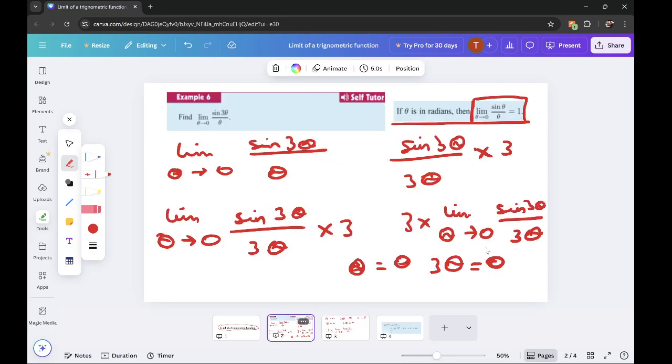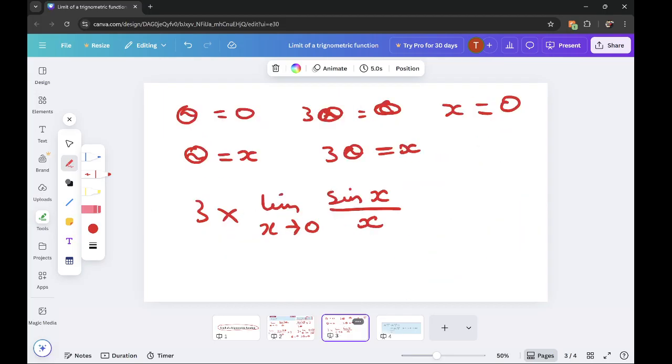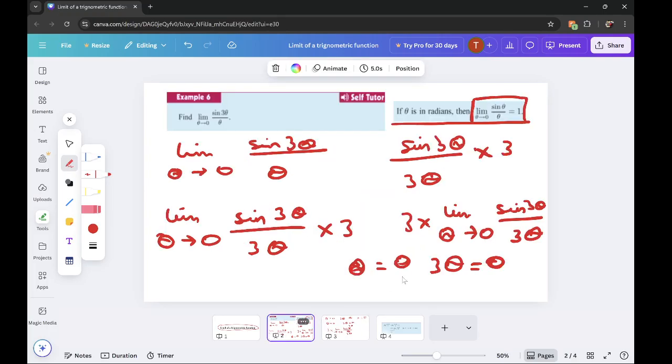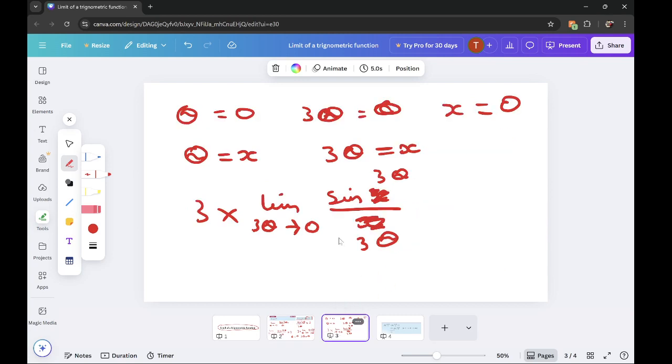But we have to understand that when you're replacing, this limit was originally sine 3 theta over 3 theta. This is what it was originally. Because of our 3 multiplication, this has changed from just theta to 3 theta. And that is how we replaced it with our x.